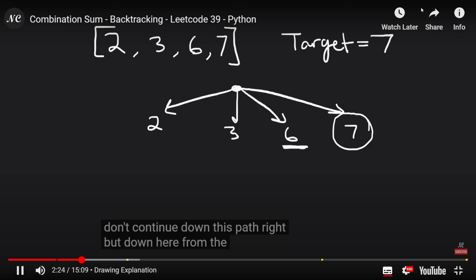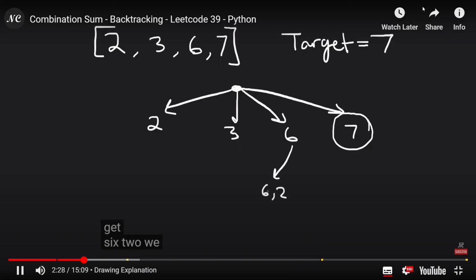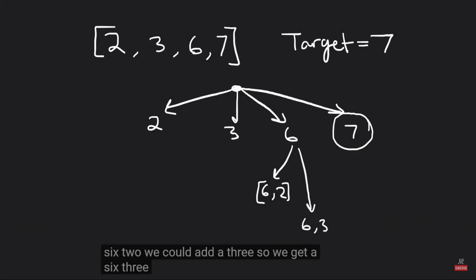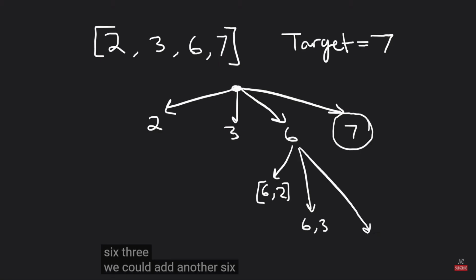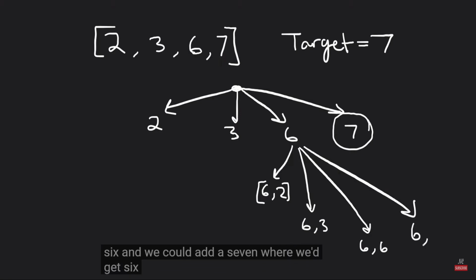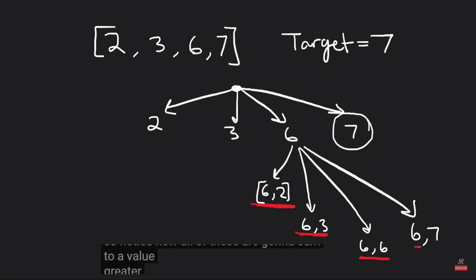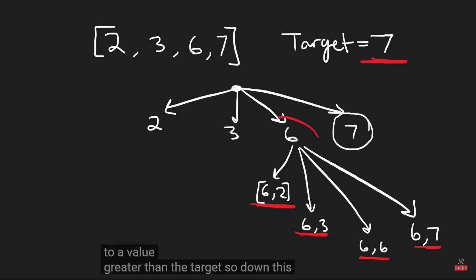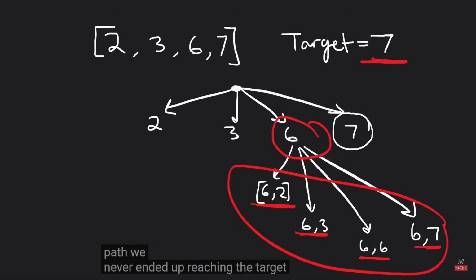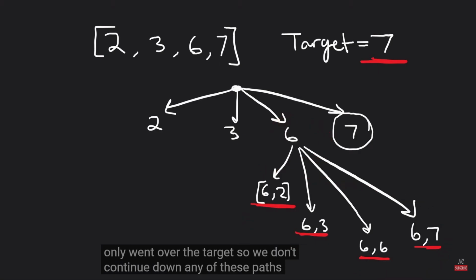But down here from the 6, let's try to continue, right? We can add a 2, so we'd get 6, 2. We could add a 3, so we get a 6, 3. We could add another 6, so we get 6, 6. And we could add a 7 where we get 6, 7. Notice how all of these are going to sum to a value greater than the target. So down this path, we never ended up reaching the target. We only went over the target. So we don't continue down any of these paths.